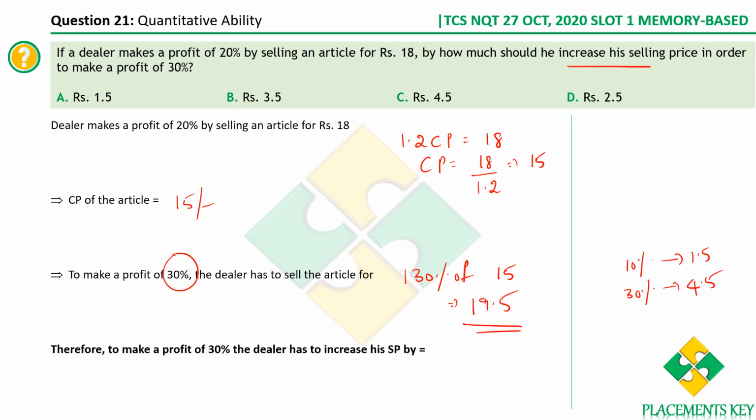Initially, what was the selling price? The selling price was rupees 18. Okay. Now the selling price is rupees 19.5. So what should be the increase in selling price? It is 1.5 rupees more, which is option A. It's a very easy question. Yeah, you should not take more than 30 seconds to solve this question.